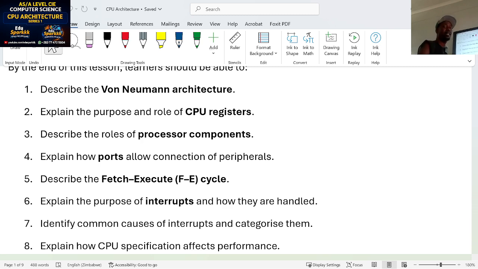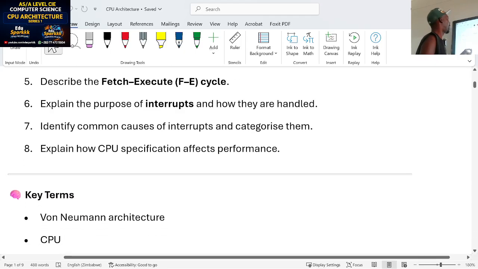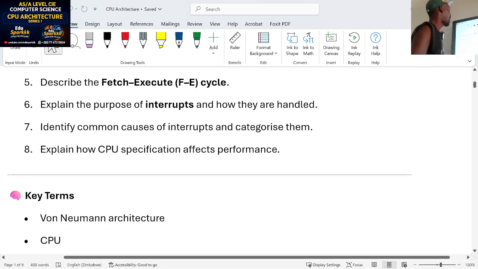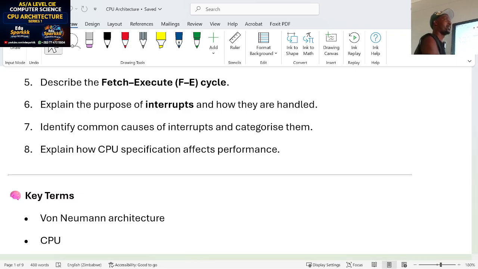and role of CPU registers, processor components, and input/output ports that allow connection of peripherals, the fetch execute cycle, the purpose of interrupts and how they are handled. Also identifying the common causes of interrupts and also categorizing them. We should be able to explain the CPU specification that affects performance.